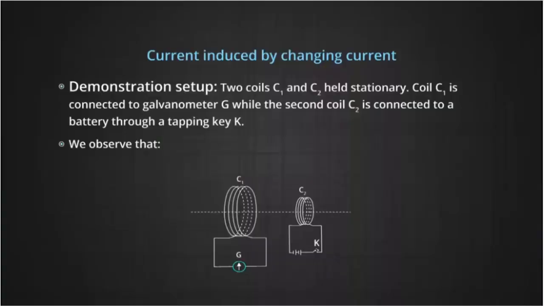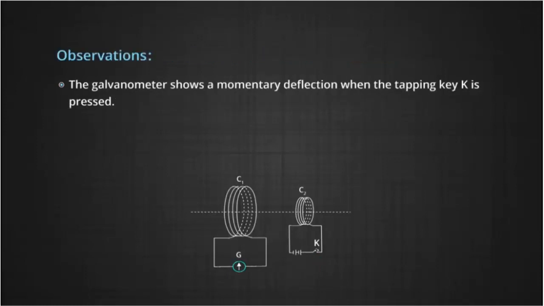Let us look at the third experiment, in which there is no relative motion. Two coils C1 and C2 are held stationary. Coil C1 is connected to galvanometer G, while second coil C2 is connected to a battery through a tapping key K. We observe that the galvanometer shows a momentary deflection when the tapping key K is pressed.